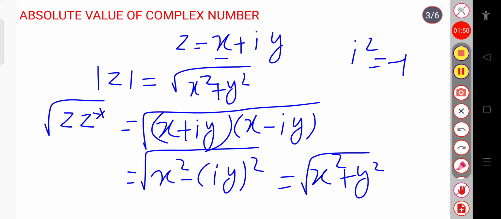So mod z, or the absolute value of z, where z is a complex number, will be a non-negative real number. Clear? Its value will always be positive, it is a non-negative real number.